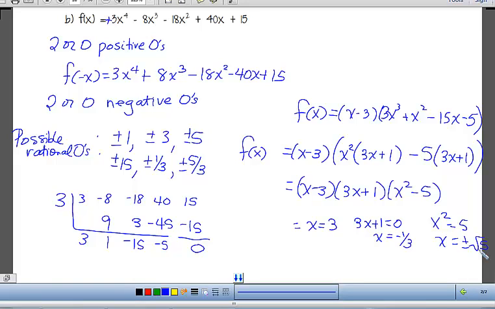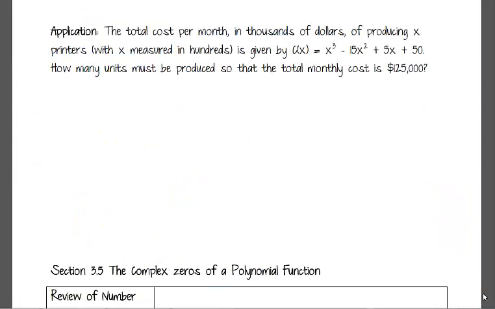The total cost, measured in hundreds of thousands of dollars, of producing X hundred printers per month is given by C of X equals X cubed minus 15x squared plus 5x plus 50. How many units must be produced so that the total monthly cost is $125,000? Okay, we should be able to handle that.